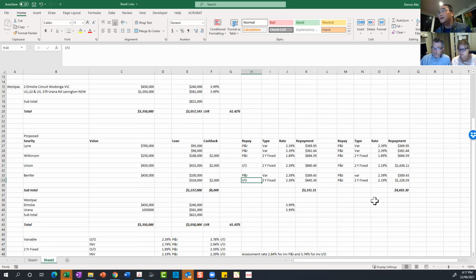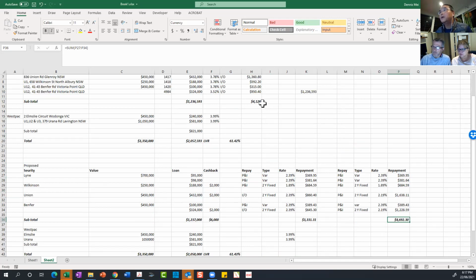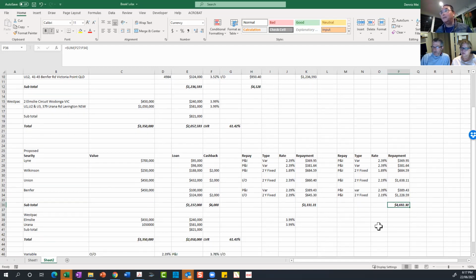But if we change to principal plus interest, so if we want to borrow more, the repayment will be 4,692. It's about $500 more, $550. So that's $500 more. Bear this in mind: for principal plus interest, repayment is higher. For interest only, repayment is lower.